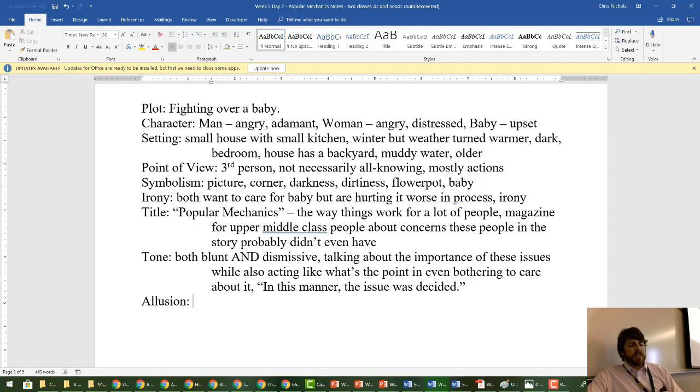So, in this manner was the issue decided is kind of like all we get. And the irony here goes right along with that story of Solomon, especially considering that it seems as though both of these people want to cut the baby in half. Like, they both are like, oh, I want it, but they may end up cutting it in half trying to both get it. I feel like they definitely killed the baby. Yeah, it almost seems like it's going that way.